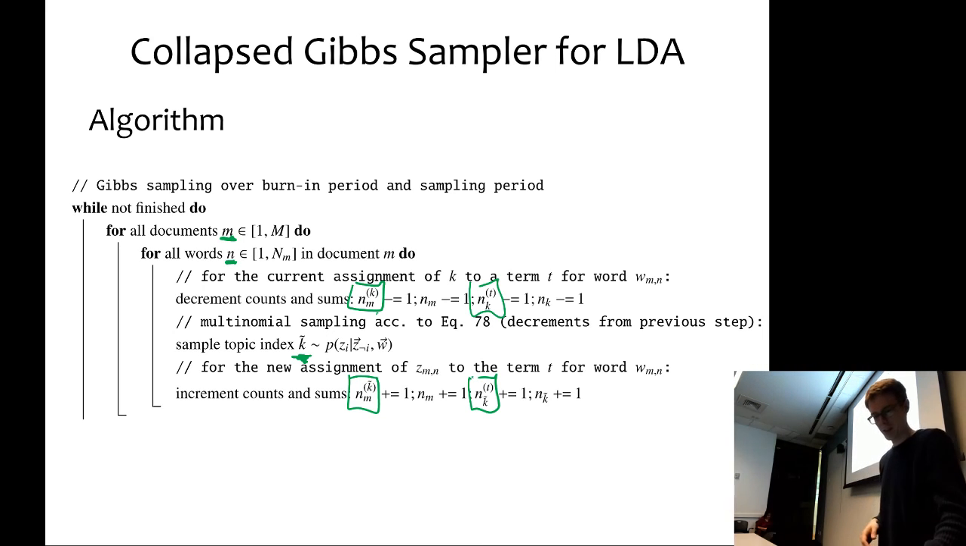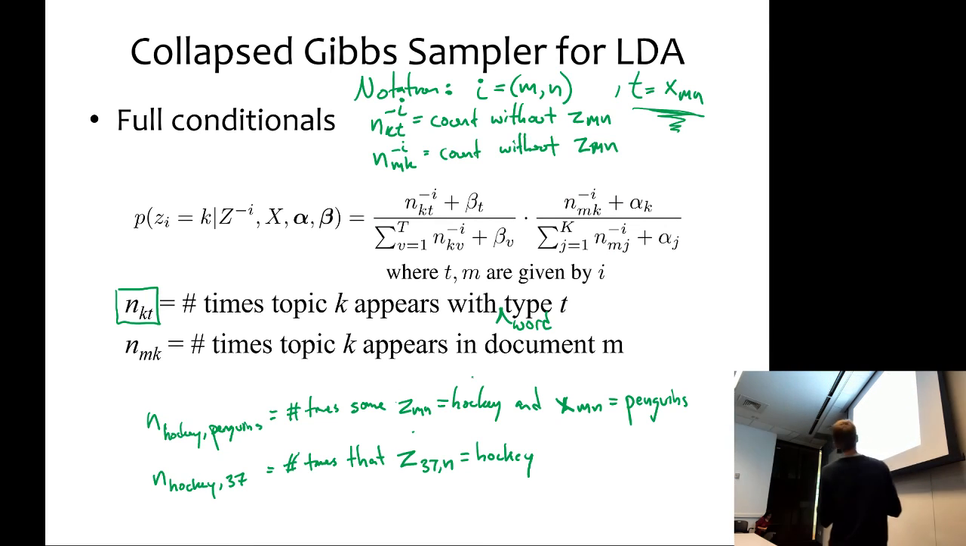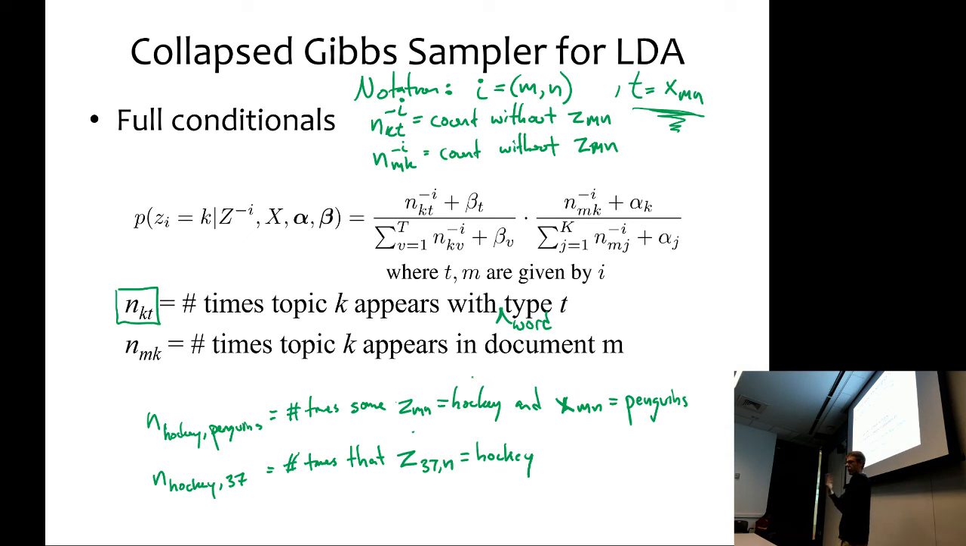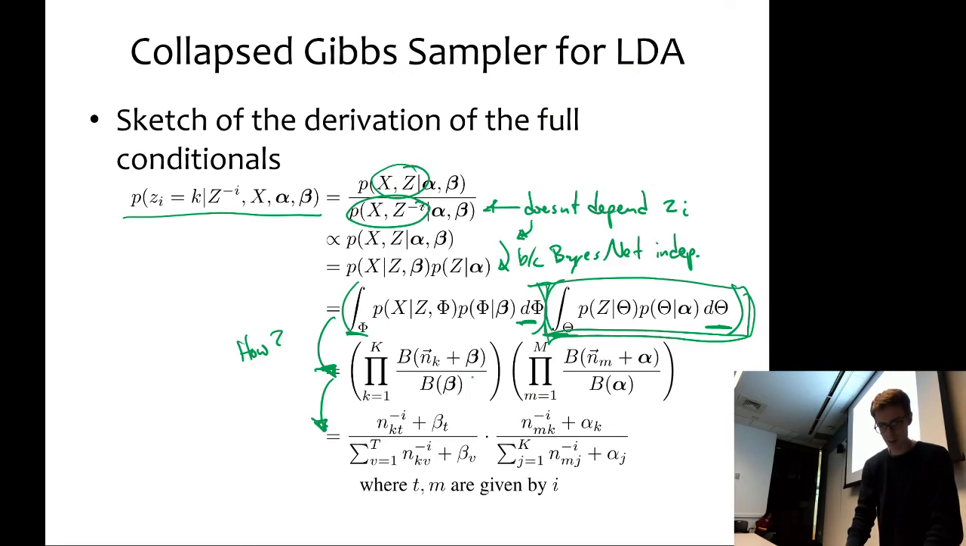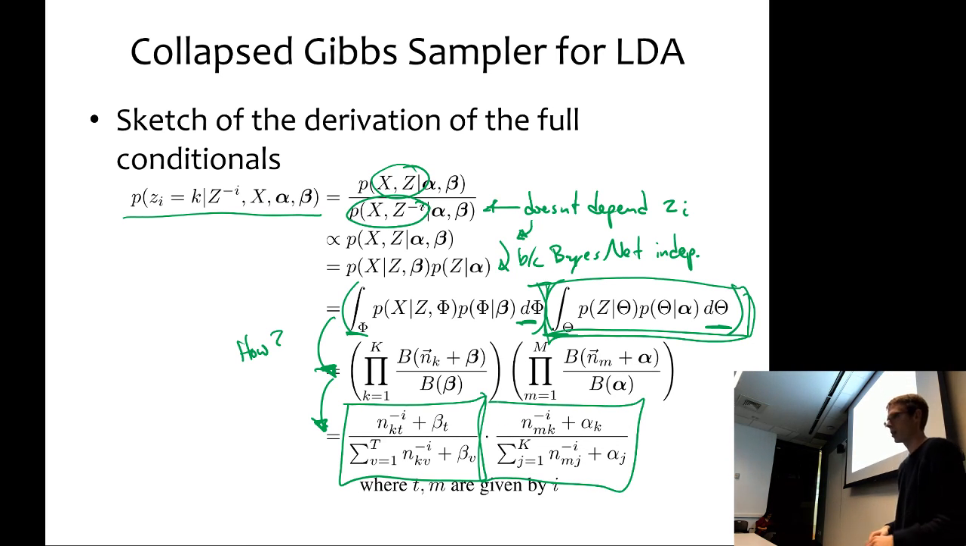Why are we decrementing the word's counts? Oh, great question. Let's go back to the full conditional here. The full conditional is the probability of z_i taking on some new value k, and it's conditioned on all of the current values for z, except for that particular word that we're currently looking at. So if we look at these full conditionals, in order to get the actual probability right, we need to leave out whatever the current assignment of z_i is.